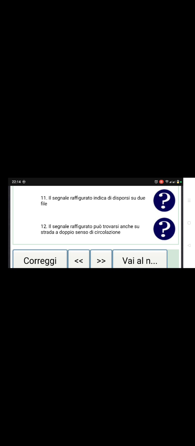Number 11. Il segnale raffigurato indica la disposizione su due file. So this sign is indicating to us to move on two lines, which means when one of the vehicles is at the front, the other one will be at the back. No, it's false.